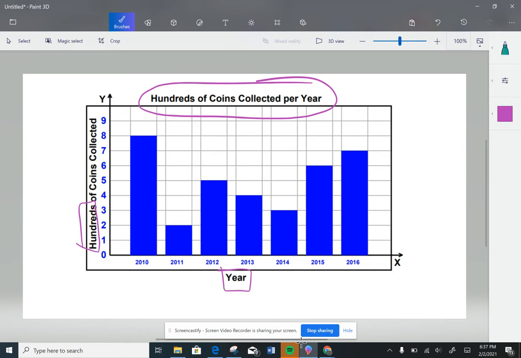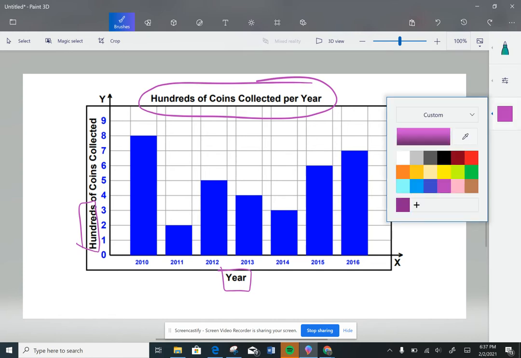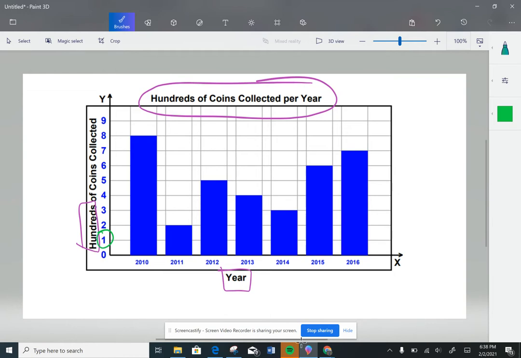As we go up this, we're going to go up a scale, and we start at 0, and we're going to go all the way up to 9. When we look at those numbers, we're not talking about just collecting one coin. We're talking about collecting 100 coins. We're also not talking about 9 coins. We're going to be talking about 900 coins, right? Because it tells us that we're talking about hundreds.